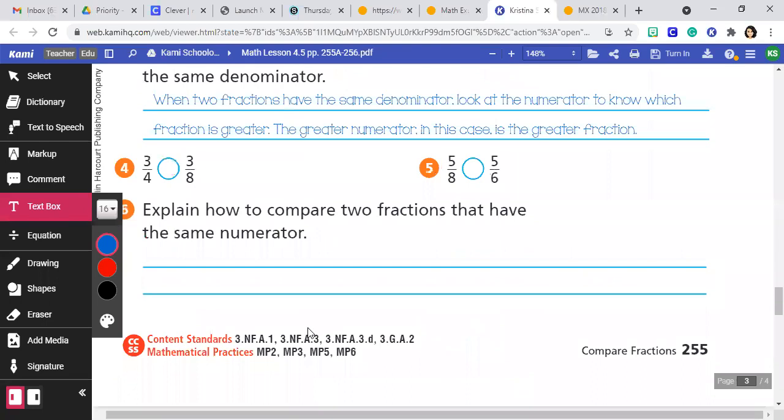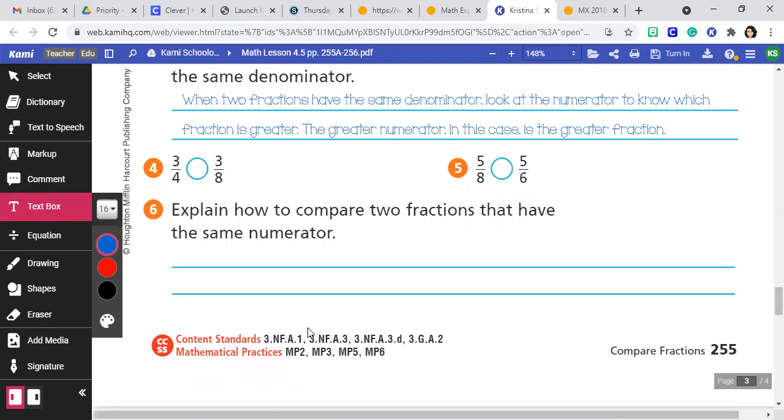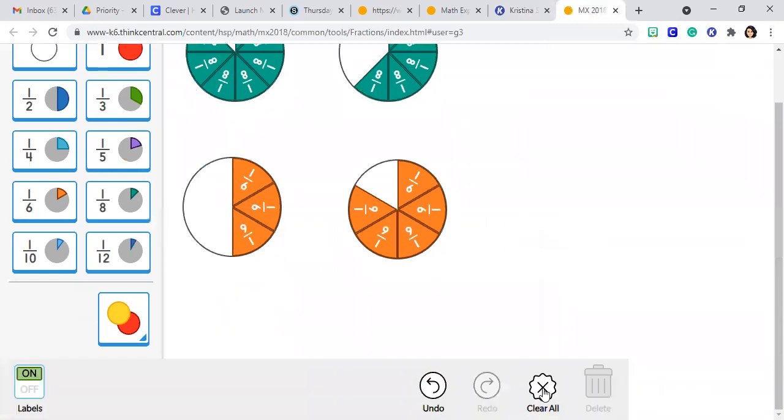Let's move on. Remember that you can pause this video at any time to do your own work and then compare your work to mine. I'm going to continue with comparing fractions. Number 4 says 3/4 compared to 3/8. What's changed is that our denominators don't match anymore, but our numerators match. And so number 6, I'm going to peek ahead, says explain how to compare two fractions that have the same numerator. Well, let me come over here and clear this page.